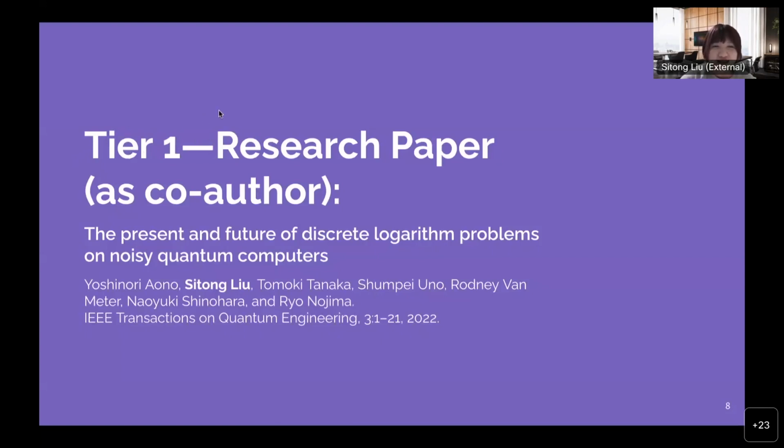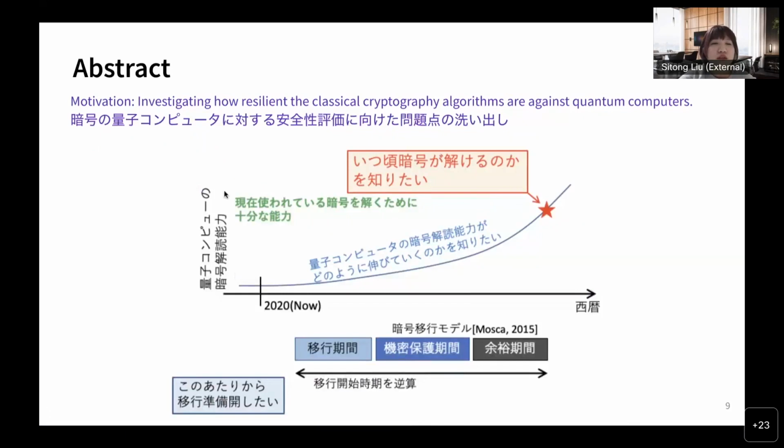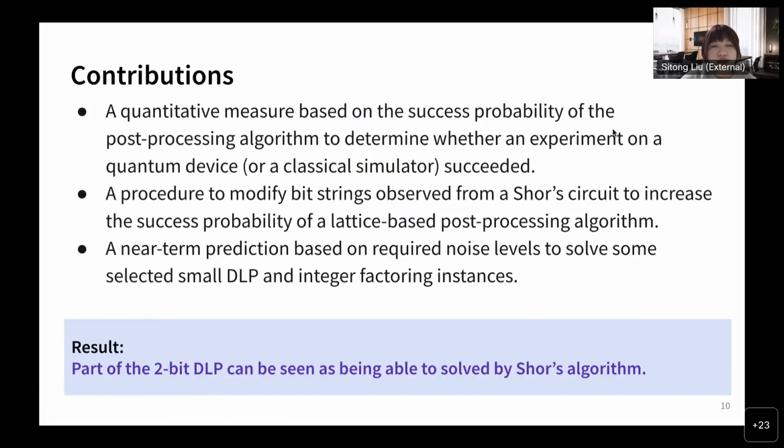Another contribution is that I wrote a research paper as co-author. This is a joint research project between Keio University and NICT, and the motivation of this paper is to investigate how resilient the classical cryptography algorithms are against quantum computers. Specifically, this project was also done using Qiskit.